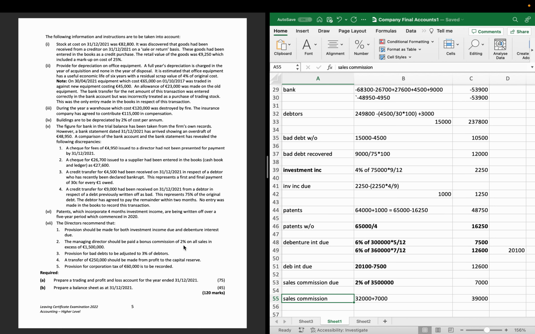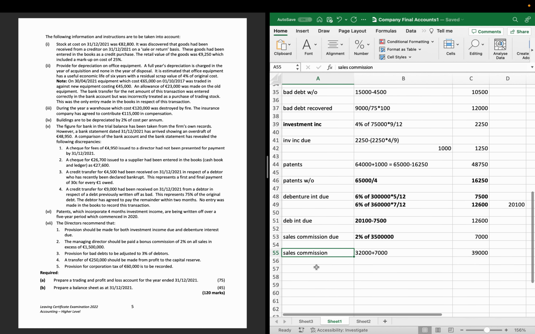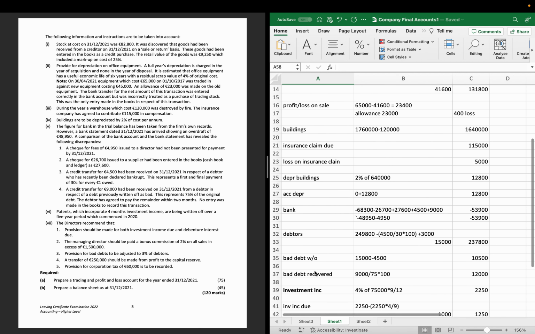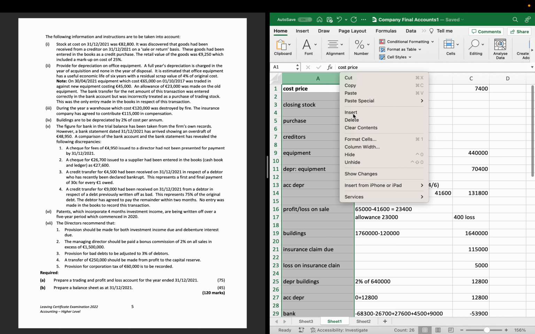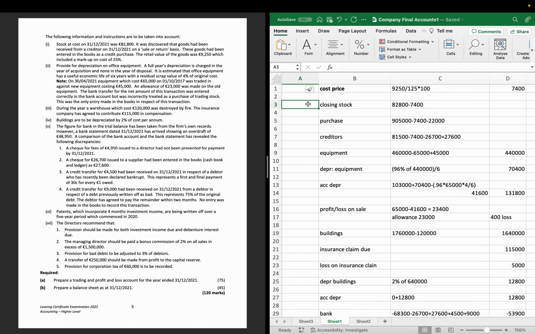Transfer of 250 should be made to capital reserve. That's just something we have to be aware of. That's a movement from profit and loss to finance by, and the provision of corporation tax 60,000 to be recorded. Now I'm gonna just put that in as corporation tax due on my workings page so I don't forget it. You could obviously just put it straight into your answer, which would make more sense, but anyway, I'll just leave it there. Alright, so we have to then, we've got all the workings done, so we're putting everything in.